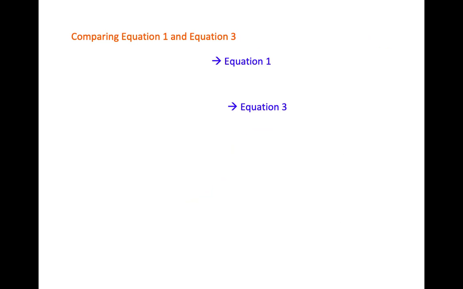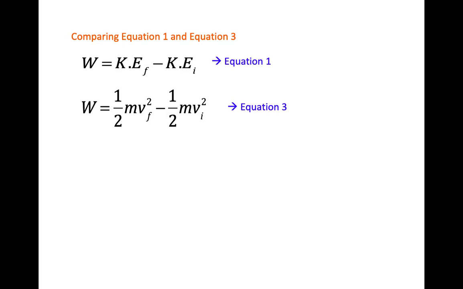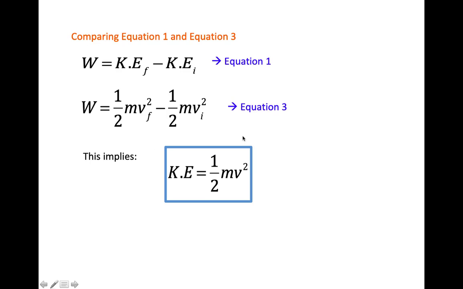Now let us compare equation 1 and equation 3. Equation 1 was this one: work done equals the final kinetic energy minus the initial kinetic energy, and work done equals half mVf squared minus half mVi squared. Because the left hand side of both these equations is the same, it means we can compare these two. And we started with initial velocity of 0. The puck was at rest, so the kinetic energy was also 0. If we compare, then we can say that kinetic energy has the formula of half mv squared. So we have derived the equation for kinetic energy.